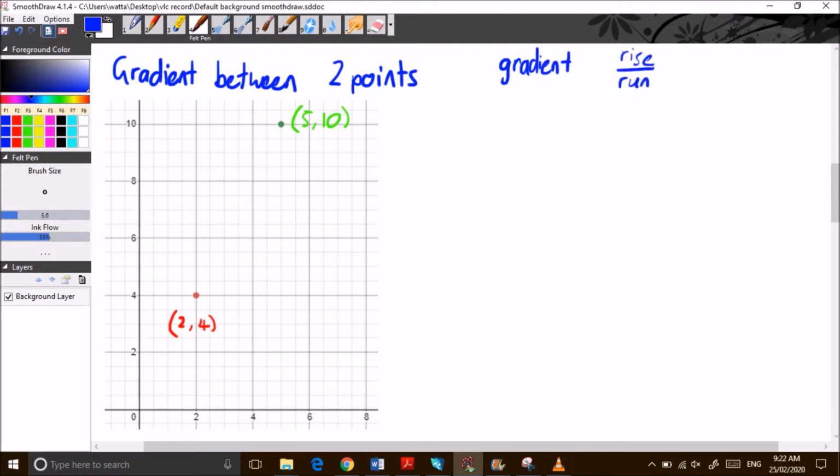So we're going to be finding out the rise, which is how far up do we go? Just the vertical distance from the red point up, in this case, to the green point. That's going to be our rise. So we're going to go up from 4 all the way up to 10. So that distance is 10 minus 4. 4 up to 10 has a distance of 6. So our rise will be 6.